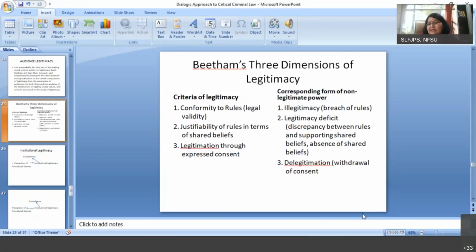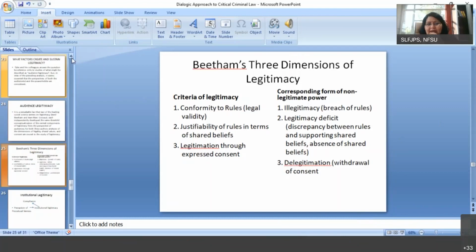Legitimacy deficit basically becomes an issue of discrepancy between different rules amongst themselves. There are discrepancies between one set of rules and another set of rules. And the third thing is the withdrawal of consent. So these are different models which are already available.